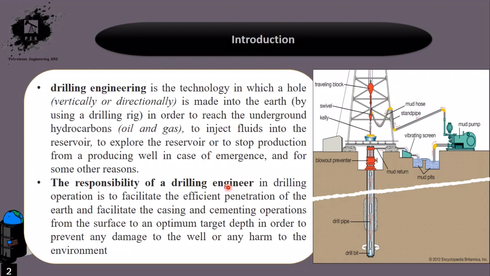Alright, another responsibility is to facilitate the casing and cementing operations. These 2 operations are done in order to prevent any damage to the well or any harm to the environment. How can these damages and harms be done? You see, this is the formation, and this is the wellbore. The formation is all around the wellbore, and this formation contains fluids. So suppose we drill a section without casing it, then the fluid inside the formation may get into the wellbore and create problems.